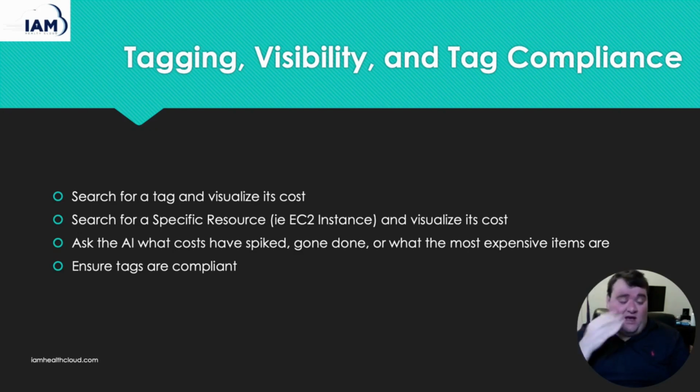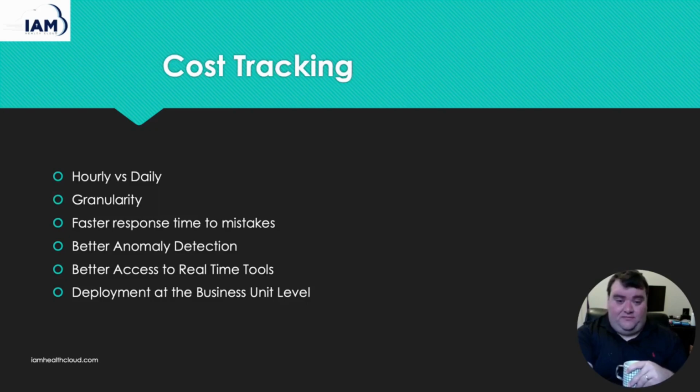You can ask the AI what costs spiked, visualize what's going on, ask it what the most expensive items are, and then you can ensure that tags are compliant using our tag management and tag search. And that's incredibly important for making sure that all of the most expensive resources are properly tagged so you can properly check costs, turn things off and on.